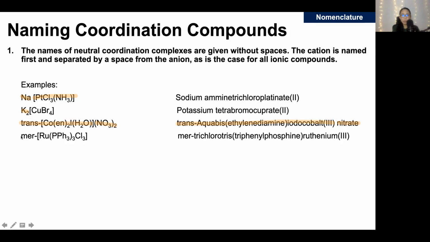And then the last example here is a neutral complex. So this neutral complex, in its name, you don't see any spaces. It just goes straight through. That's the first rule. So how do you name? You start with the cation and then the anion. If the cation is a complex, then you write the name of the complex, space, the anion.